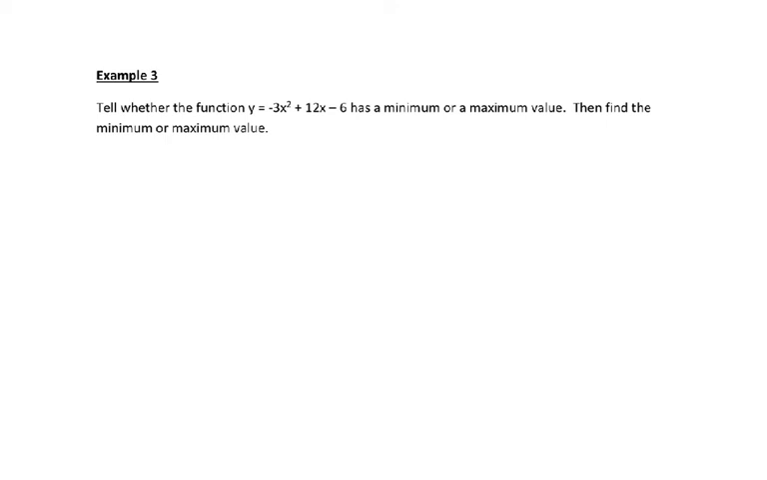They give us an equation. It's in standard form, and they want us to find the minimum or the maximum value. So the first thing I want to do is, in this equation, identify A, well, it's negative 3, B, well, that's 12, and C, that's negative 6. Now, notice my A value is negative 3. So this right here is pretty important. And this tells me that the A value is less than 0.